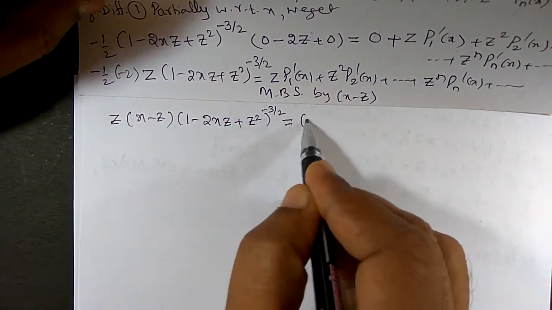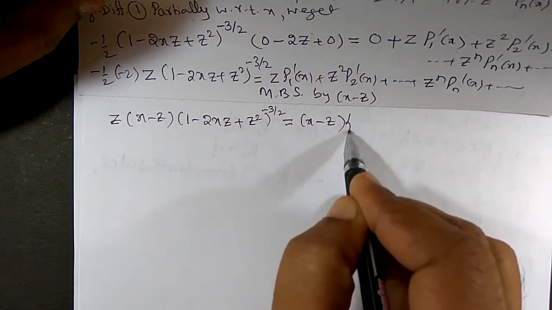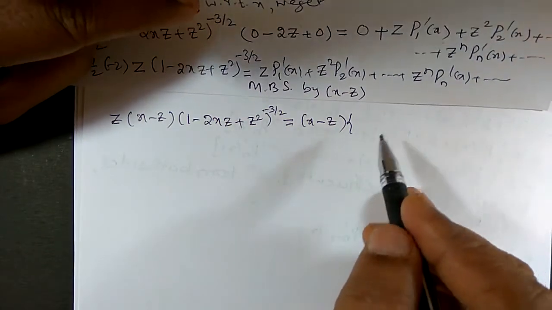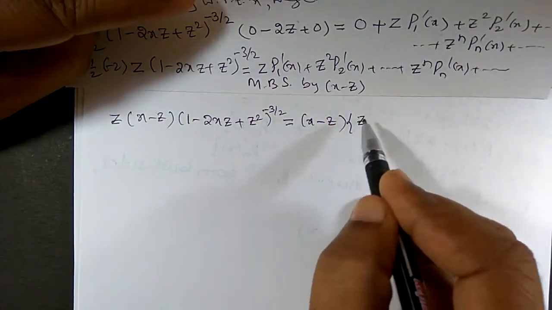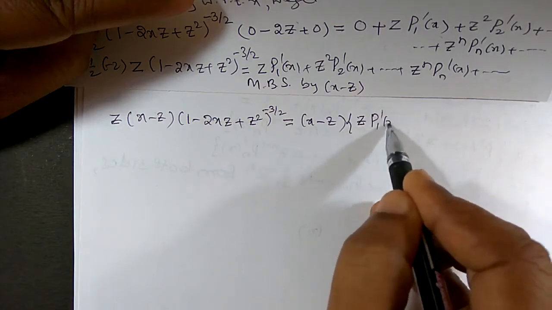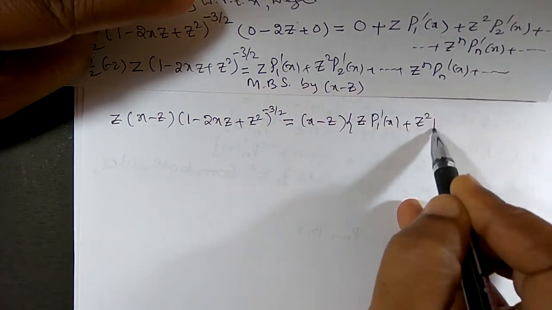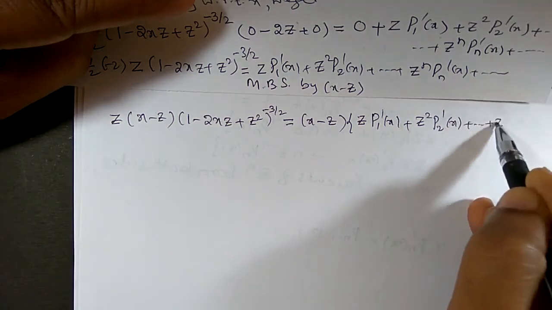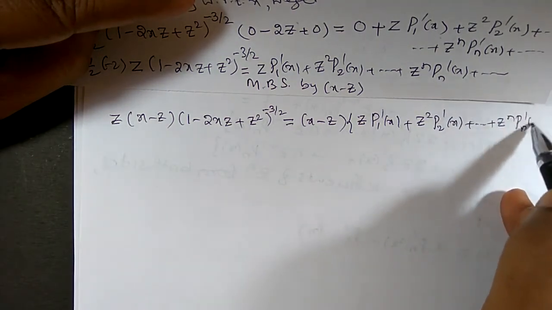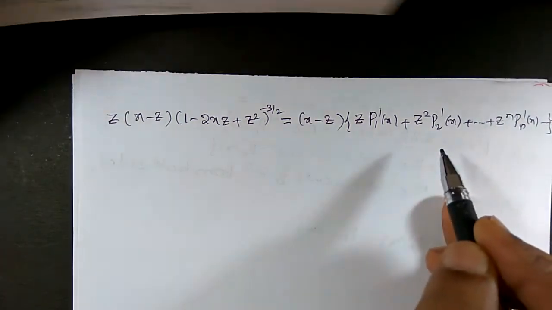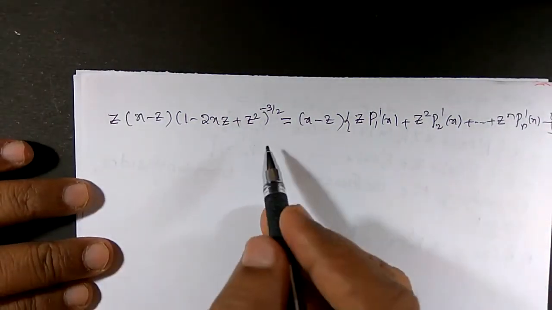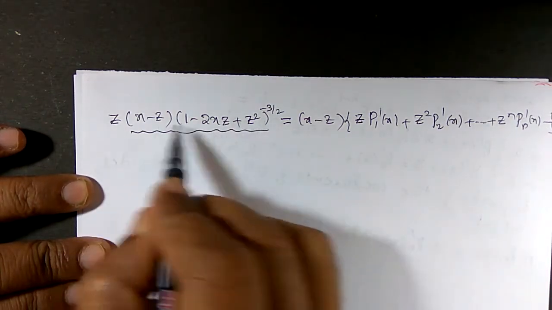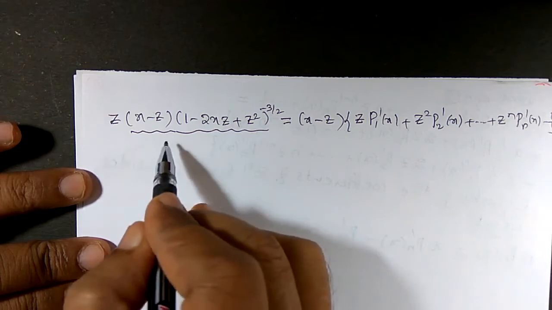This is equal to, I am going to multiply x minus z as it is, and I want to write the remaining terms as it is. So z into P1'(x), z square into P2'(x), plus so on, z raised to n Pn'(x), plus so on. So I will get all these terms. Now you know the value of these two products from equation 2.